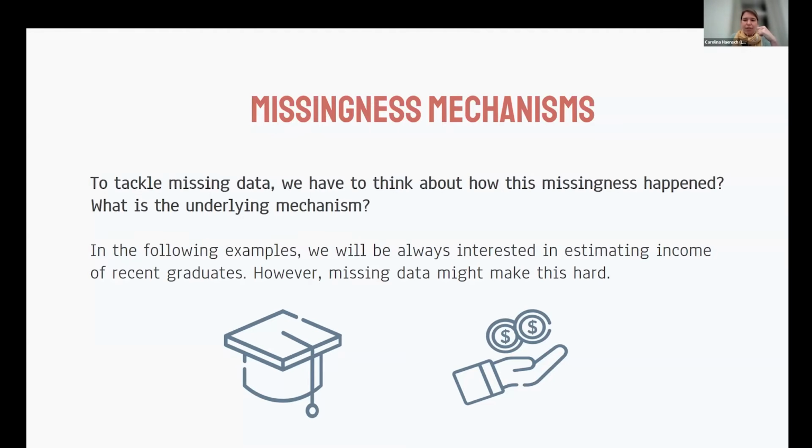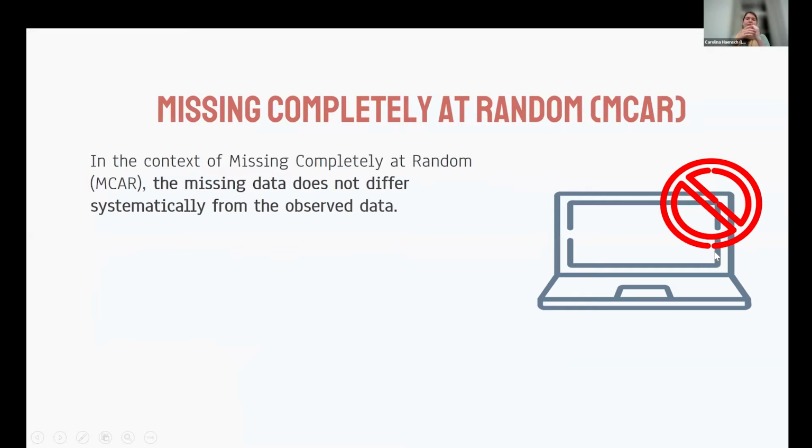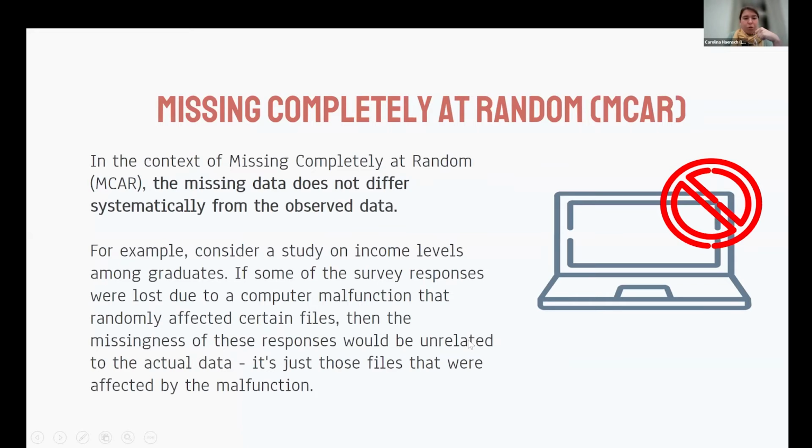The first scenario is that we have some missingness that is what we call missing completely at random. What does that mean? It means that the missing data does not differ systematically from the observed data. And what could that mean? What is a scenario where we have missing completely at random data?